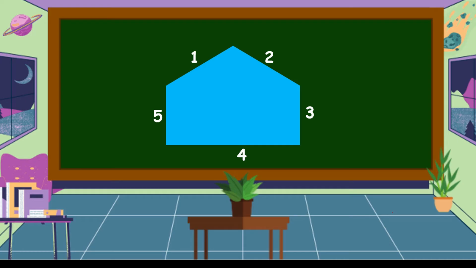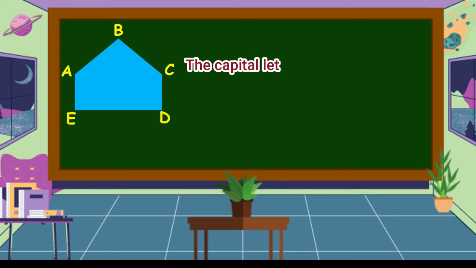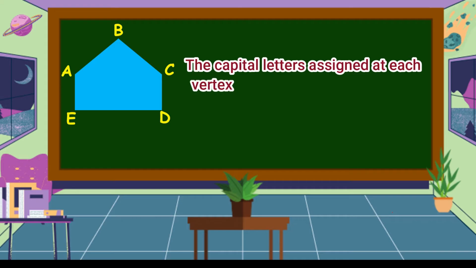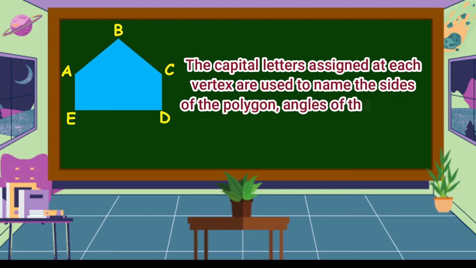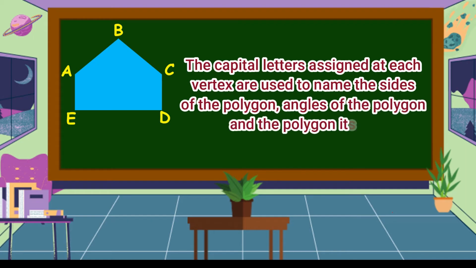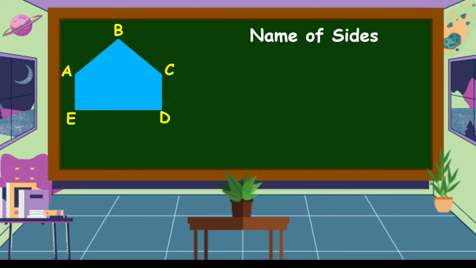How many vertices do we have? Let's name first the vertices. Vertex A, Vertex B, Vertex C, Vertex D, and Vertex E. Therefore, there are 5 vertices also. The capital letters assigned at its vertices are used to name the sides of the polygon, the angles of the polygon, and the polygon itself.